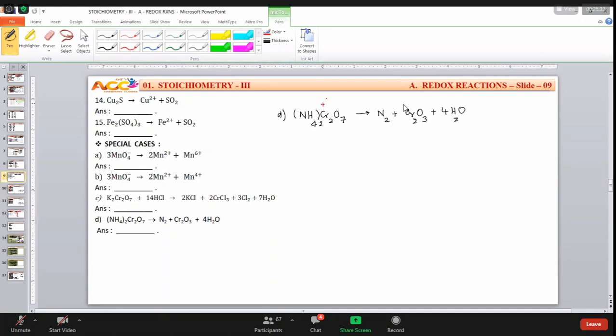Chromium, as usual, is in plus 6 oxidation state, we know it very well. Next one, ammonium ion. We have done it. Ammonium nitrogen is supposed to be -3. Then we are having nitrogen here, in this case, 0 oxidation state, chromium +3, and it's over.